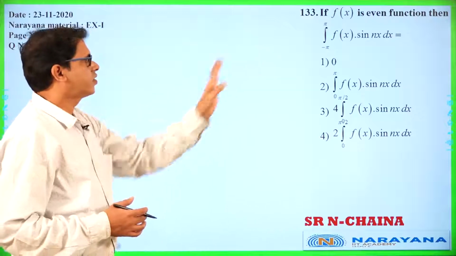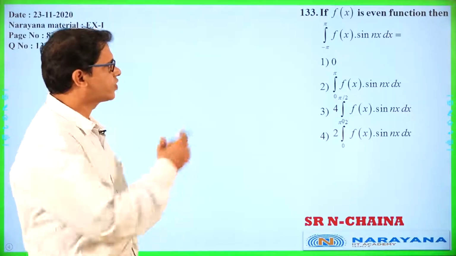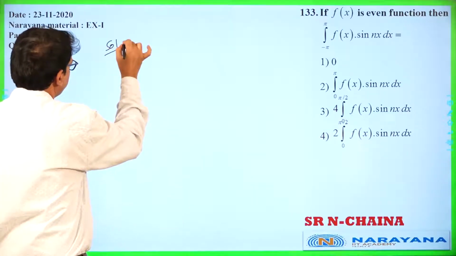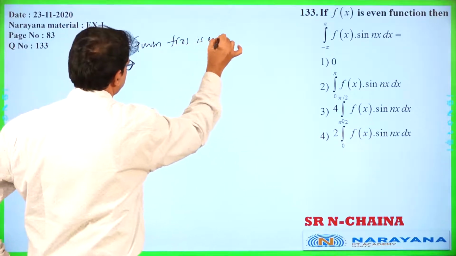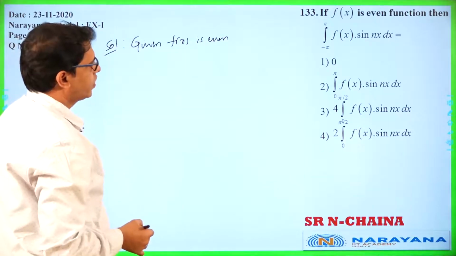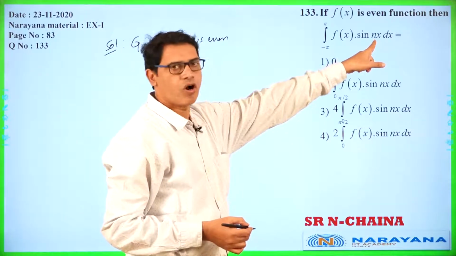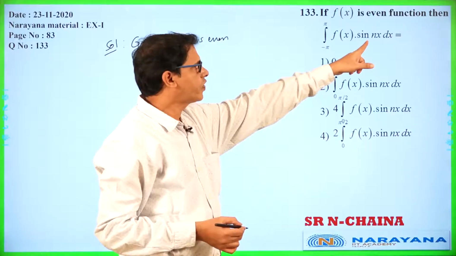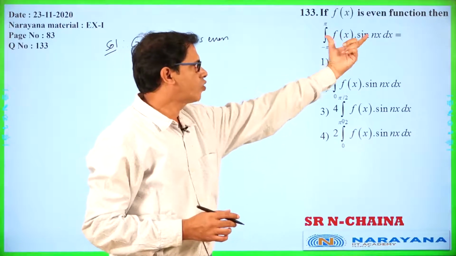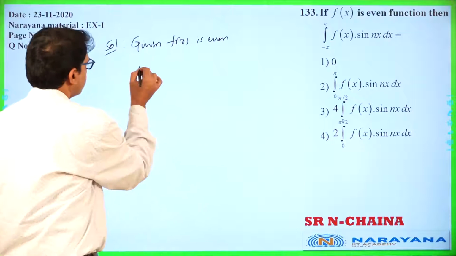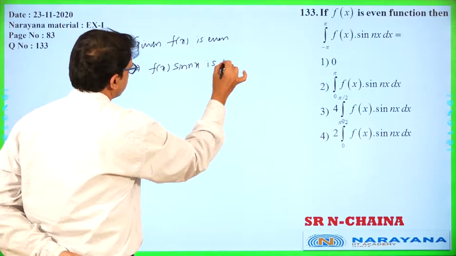So here it is based on even and odd functions, integral from minus pi to pi of f of x sin nx. What is given? So given, f of x is even, right? So if f of x is an even function, now look at this one. Sin nx is what? Odd function. Sin is an odd function. So this one is even into odd. So total will be what? Odd function. That implies f of x into sin nx is an odd function.